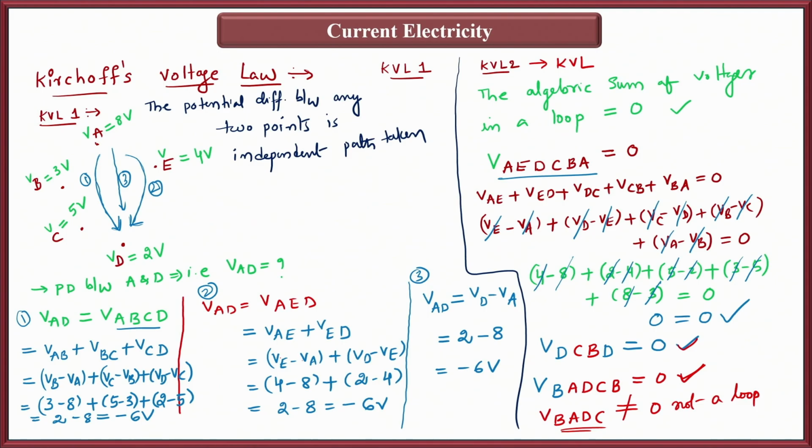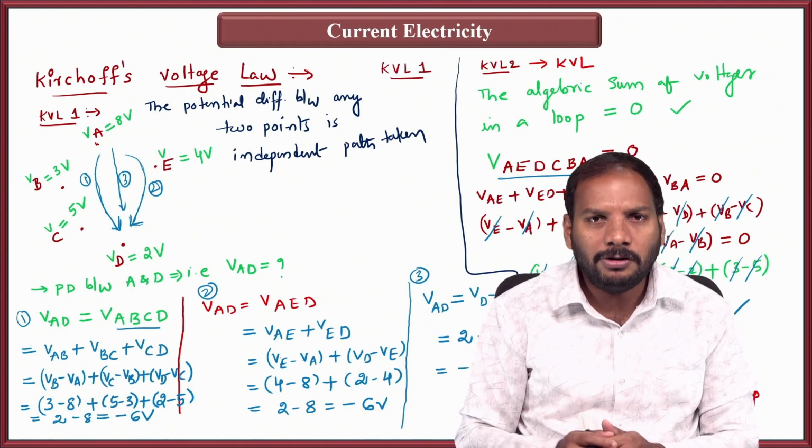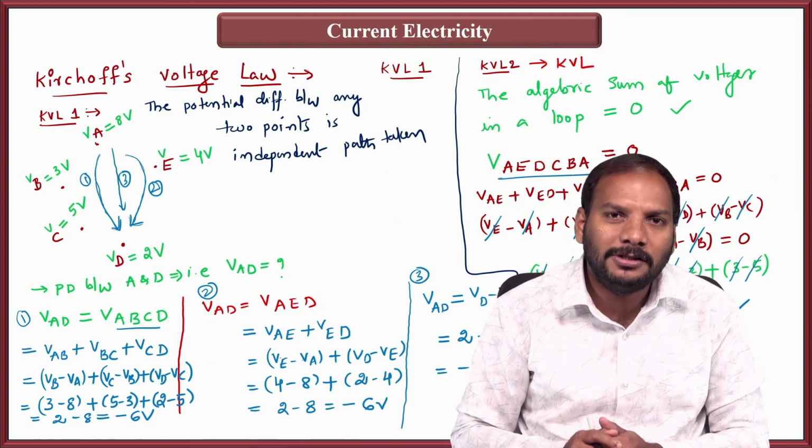The concept here I have explained by taking different individual nodes and their potentials. Now in the next lecture we will consider a simple loop having some batteries and resistor combination. Then in that loop we will apply the KVL and try to understand the things.